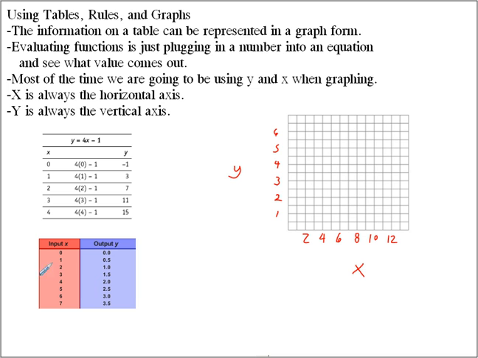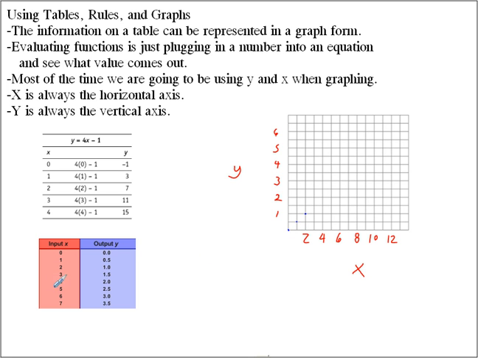So now we can plot all these points. So 0, 0. I'm going to change my color here. 0, 0 is going to be right there. Now if x is equal to 1 and y is equal to 0.5, so x is equal to 1, that's going to be right there. Y is equal to 0.5, so that's going to be right there. And x is equal to 2, y is equal to 1.